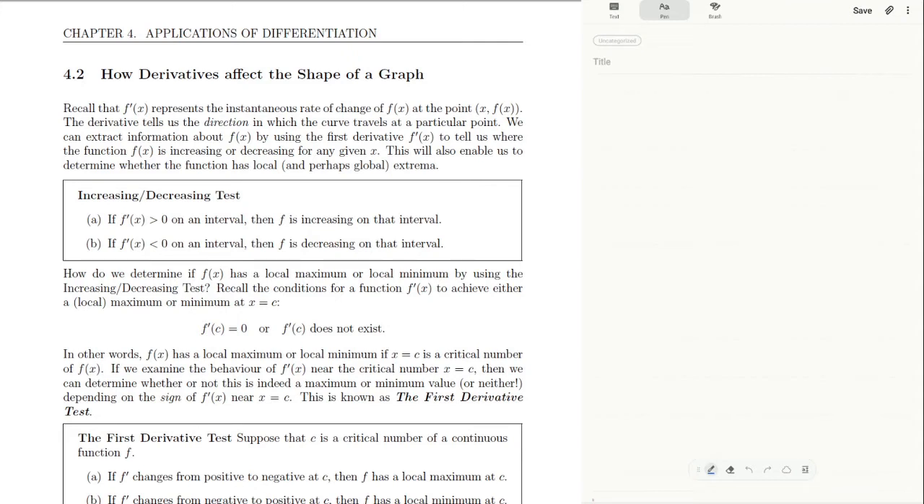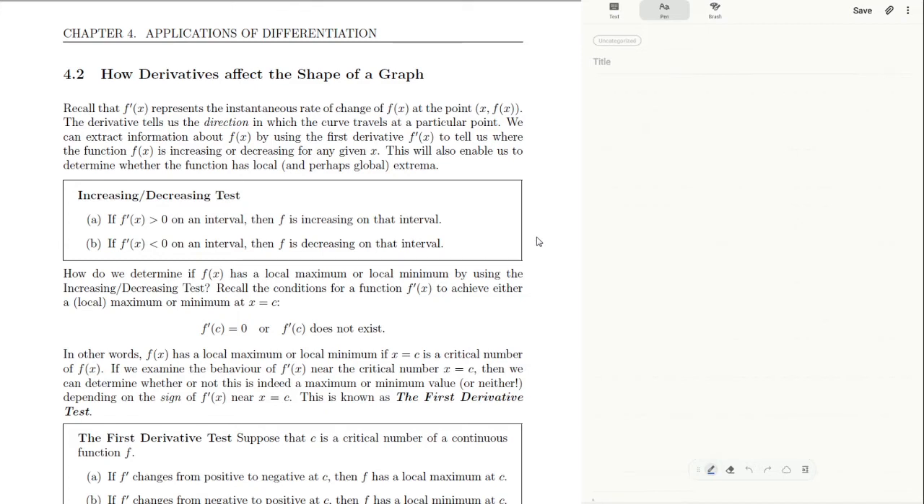particular point. Now, the sign of the derivative will tell us when the function f is increasing or decreasing, and this is called the increasing-decreasing test. So if the derivative is positive on an interval, then this tells us that the function will be increasing on that interval. And if the derivative is negative on an interval, then this will tell us that f will be decreasing on that interval. Now this can be used in conjunction with what we learned in the previous section to determine if f of x has any local maximum or local minimums.